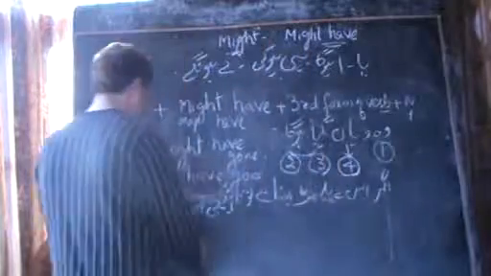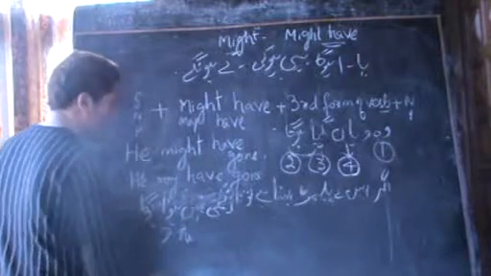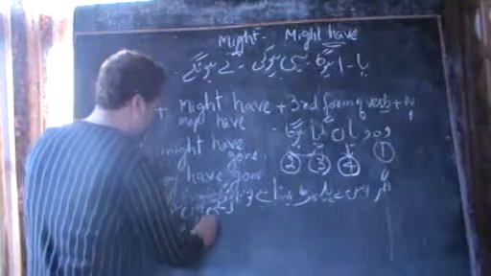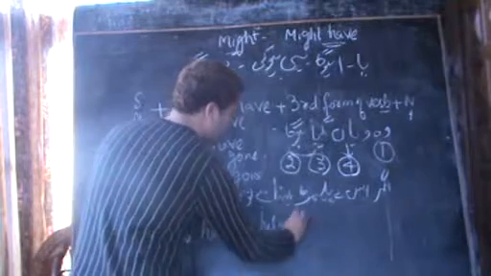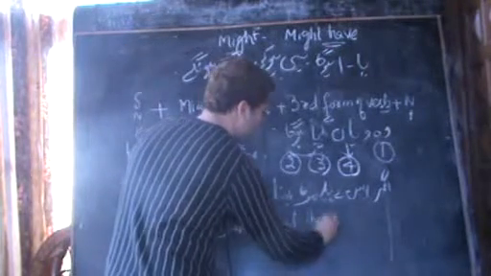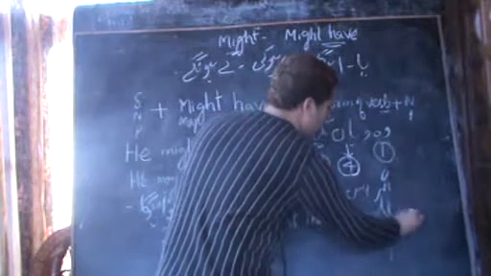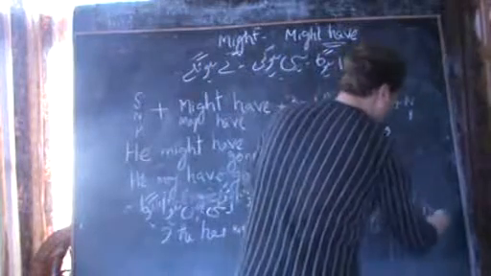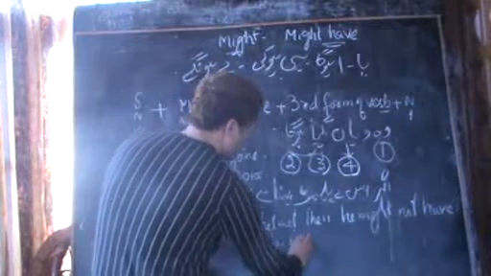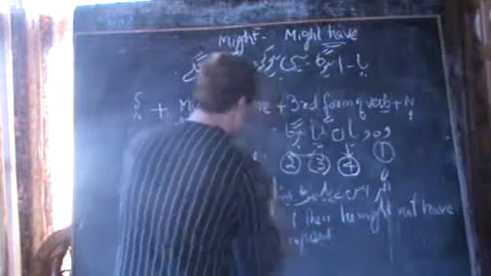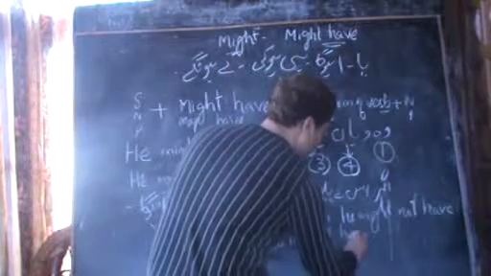So we'll just use: if he has worn a helmet, then he might not have injured himself. उसने अपने आप को वो जख्मी नहीं हुआ होगा, injured himself.